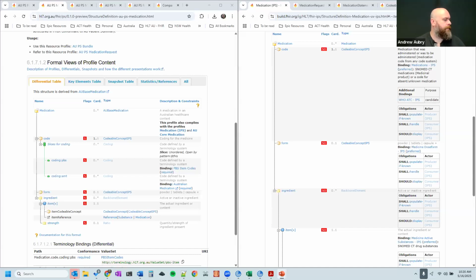Okay. For anyone who has implemented the AU patient summary or is implementing the patient summary medication, are there challenges or issues that you have faced with this?